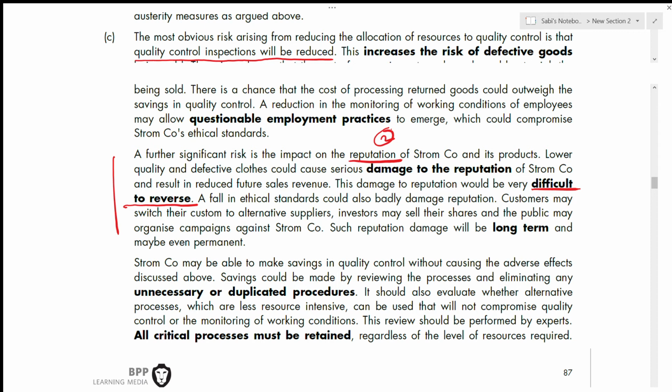right? A fall in ethical standards could also badly damage reputation. Customers may switch their custom to alternative suppliers, investors may sell their shares, public may organize campaigns against Strom company. Such reputation damage will be long-term and even permanent. You see, reputation damage is long-term and permanent. It is not a temporary risk. So don't neglect reputation risk.